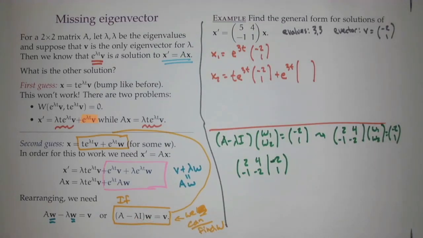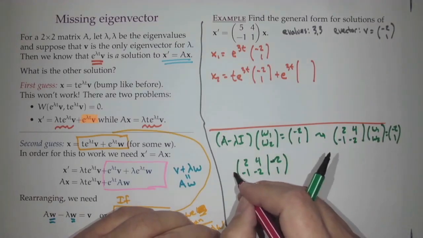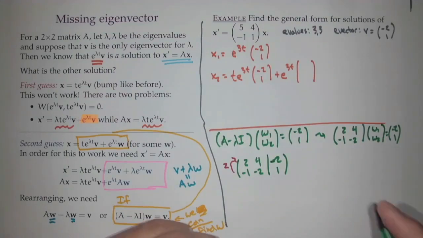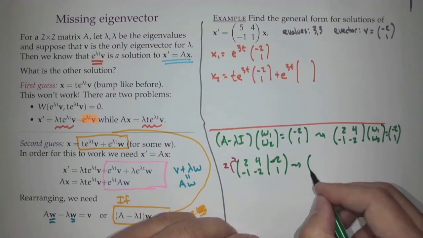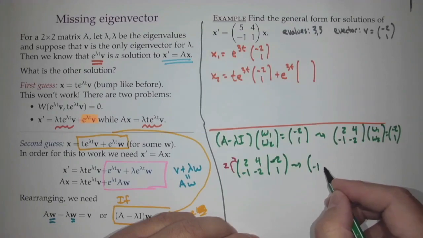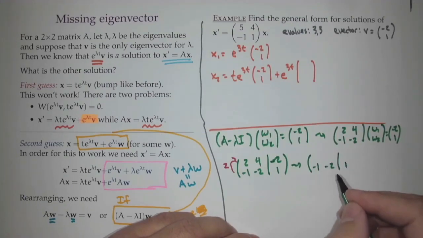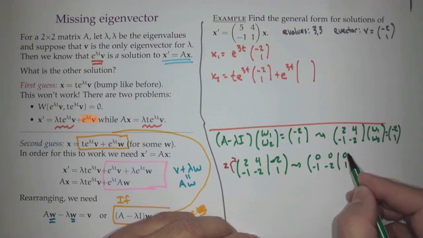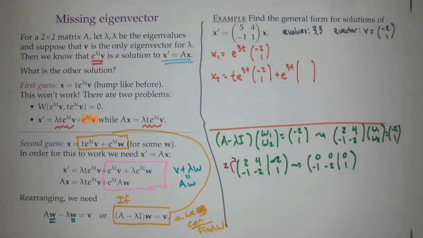Can we multiply the bottom by 2 and then add it to the top? We can multiply the bottom by 2 and add it to the top. That's a great idea. Okay. So if we do this, the bottom, well, stays the same. The top, 0, 0, 0. Now, the top row of all zeros, that's a good sign. Bottom row, minus 1, minus 2, 1.